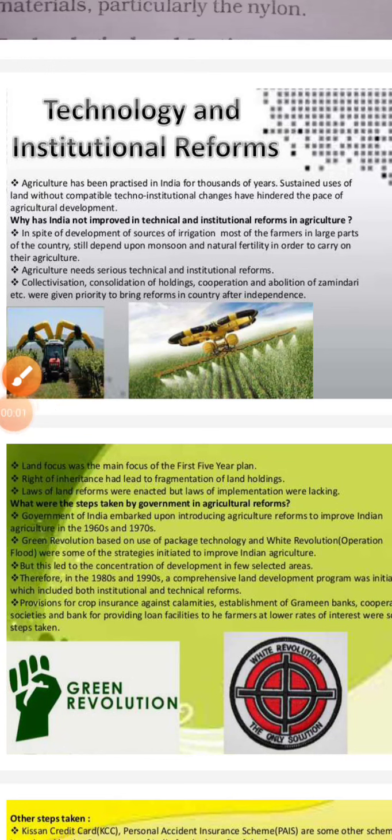Students of class 10th, this is the 7th video and it is related to the chapter Agriculture. In this video, we'll discuss technological and institutional reforms. Students, all of you know that agriculture has been practiced in India for thousands of years, and sustained usage of land without compatible techno-institutional changes has hindered the pace of agricultural development.